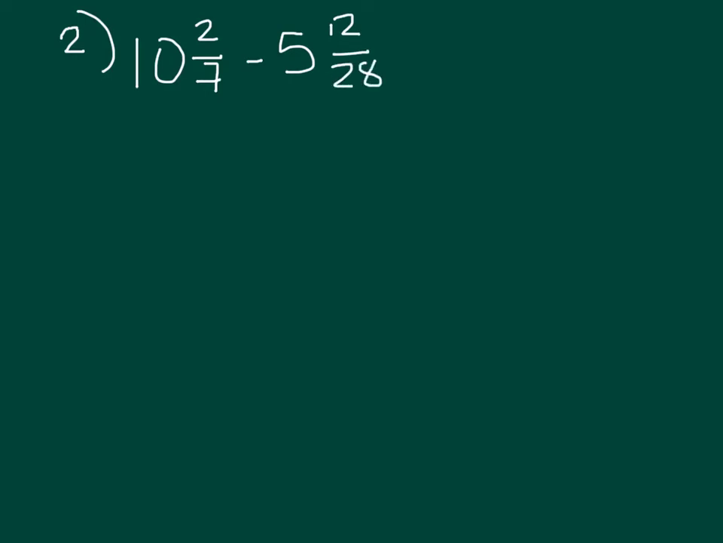Problem number 2. In problem number 2, I have 10 2/7 minus 5 12/28. And just like in addition, if I have something that I can reduce, like in this case, 12/28 can be simplified, I'll do it. 4 into 12 is 3. 4 into 28 is 7. And I will now have my problem like this.